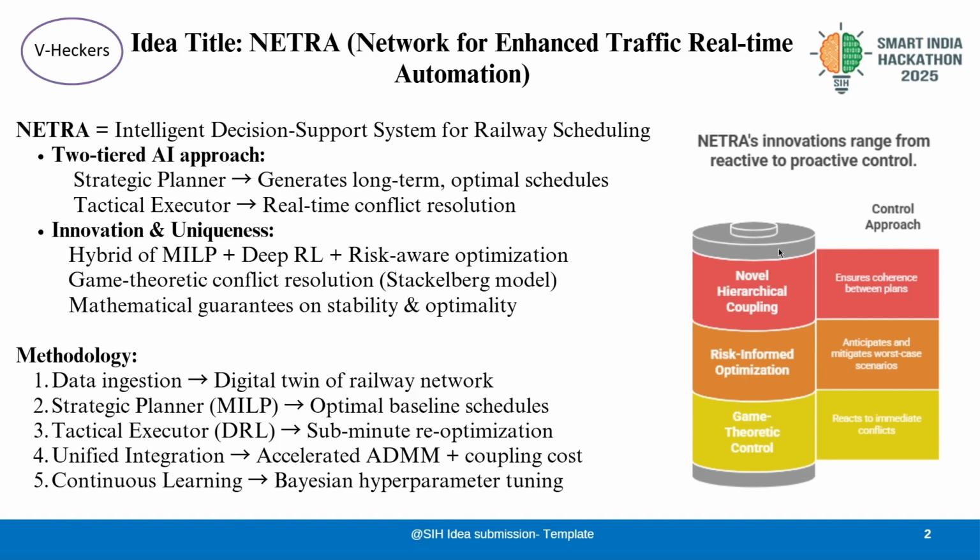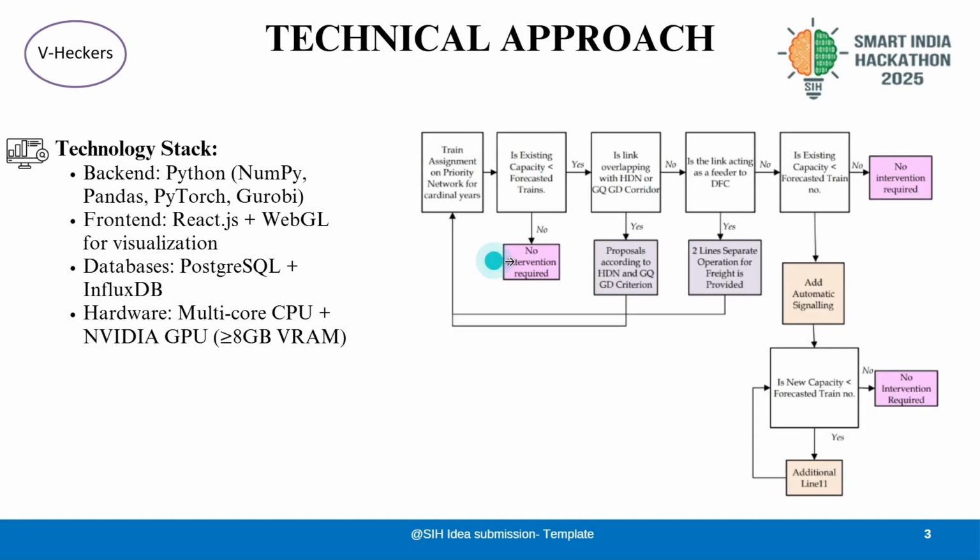Our third is mathematical guarantees: we don't use any black-box AI solution. NETRA provides provable guarantees on stability and optimality. We can mathematically demonstrate that our schedules won't cascade into chaos, and that we are approaching the theoretical optimal solution. This combination has never been attempted in railway scheduling before, and that's what makes NETRA a breakthrough.